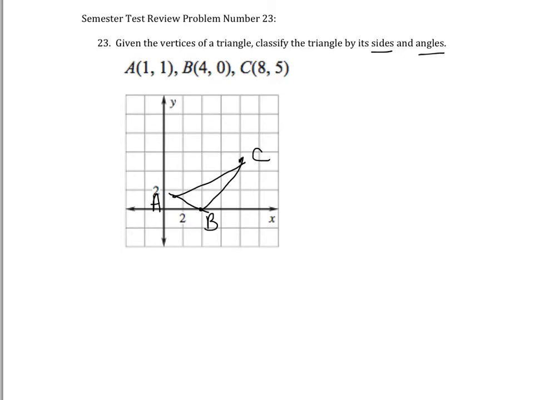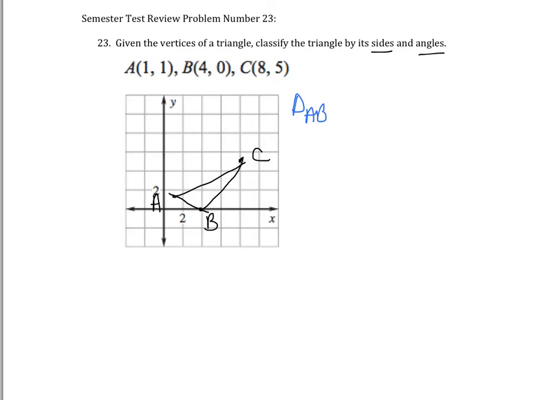The first thing that I want to do is I'm going to verify what kind of triangle this is. And we can do this in several different ways. We can use the distance formula, we can use slopes, we can determine whether or not this is a right angle here at B. But because I also need to know if it's obtuse, I think the best thing to do is probably use the Pythagorean theorem. So I'm going to find the distance. I want to know the distance between A and B.